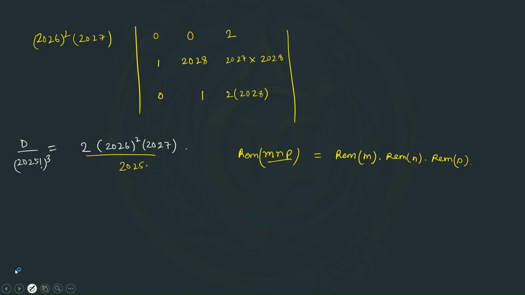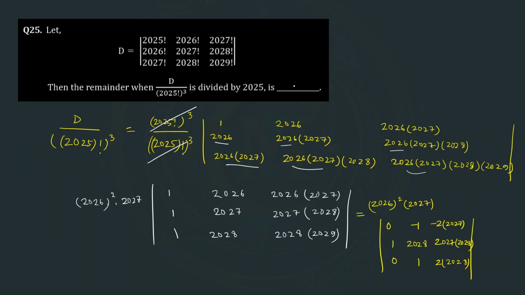So here, if we divide this 2 by 2025, we will get the remainder 2. Then multiplied with, when we divide 2026 whole square by 2025, we will get a remainder of 1 square, so 1. Then when we divide this 2027 by 2025, we will get a remainder of 2. That means our answer comes out to be equal to 4. So 4 is the correct answer for this question.